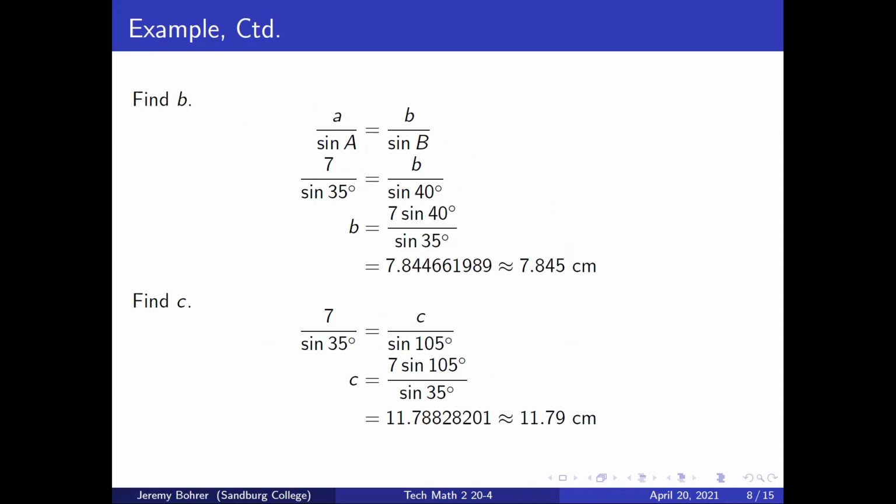Find b. a over sine A equals b over sine B. So 7 over sine 35 equals b over sine 40. That gives us b equals 7 sine 40 over sine 35, which is 7.844661989, or about 7.845 centimeters. We find c the same way. 7 over sine 35 equals c over sine 105. c equals 7 sine 105 over sine 35, which is approximately 11.79 centimeters.